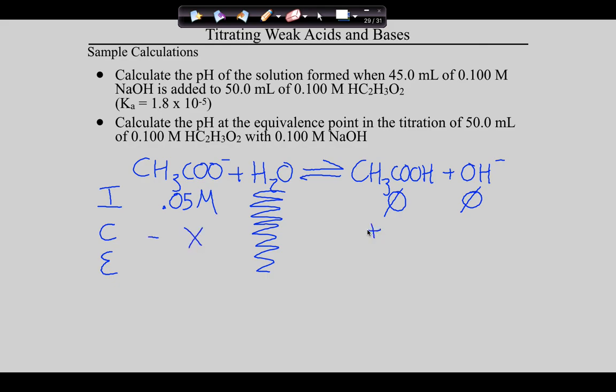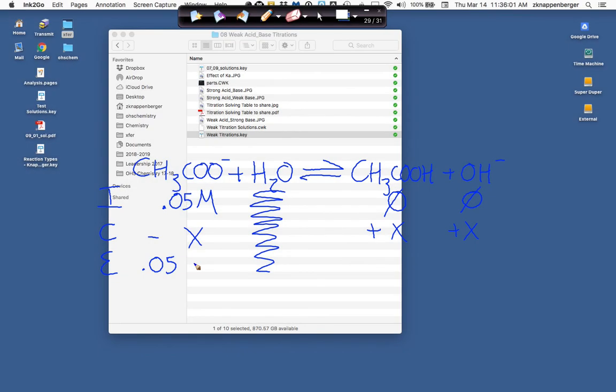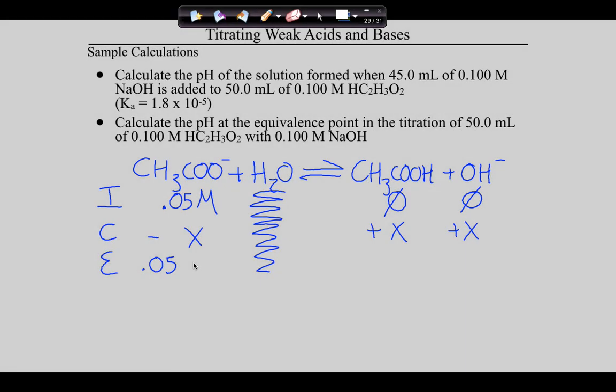Minus x, plus x, plus x. So we have 0.05, we have 0.05 minus x, we have x, and we have x. So guys, I'm going to continue. I'll do it down below.